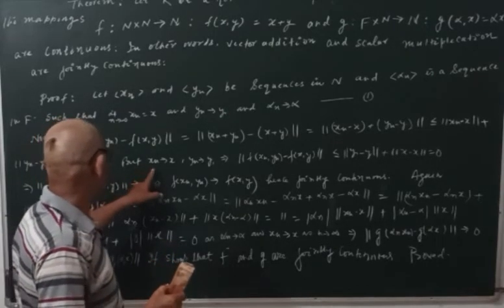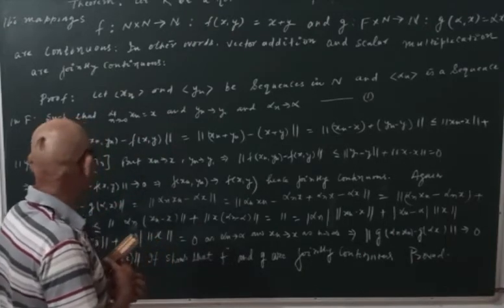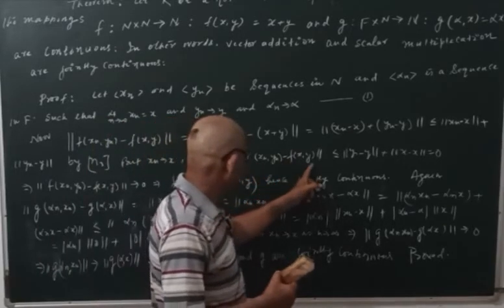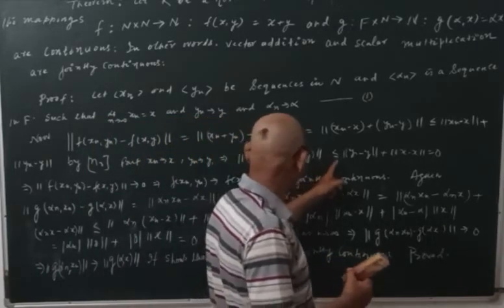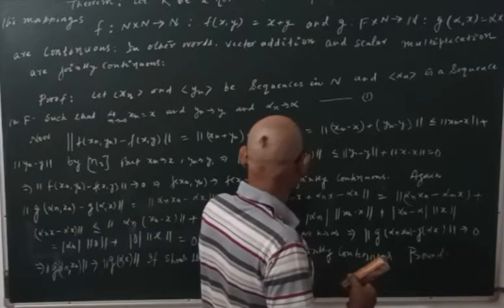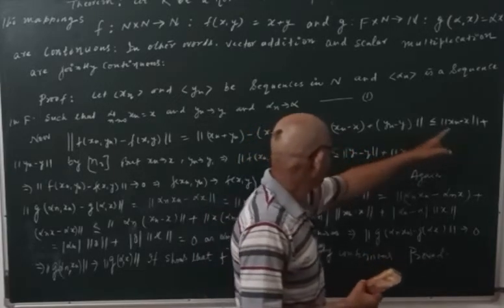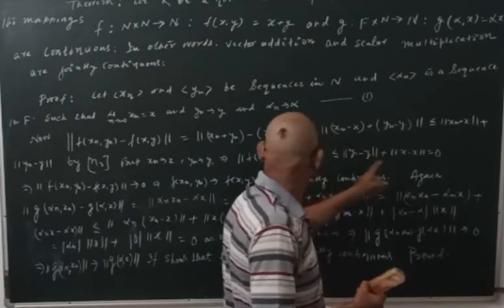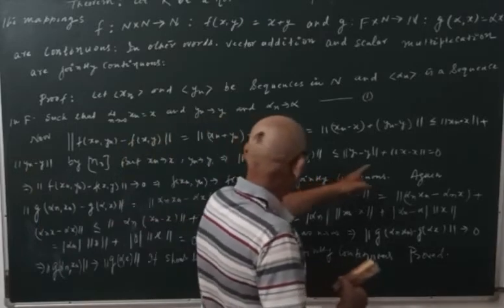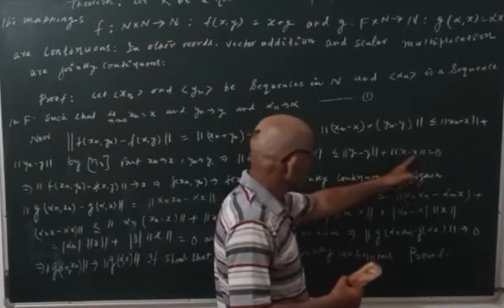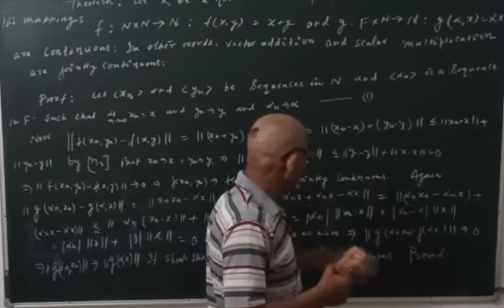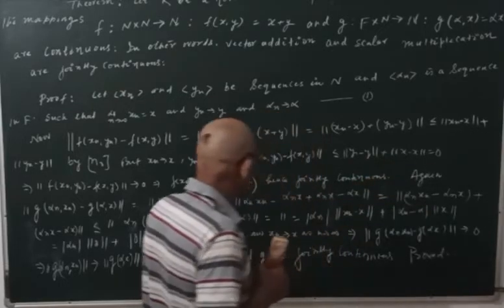But it is also given that xn converges to x and yn converges to y. So the norm of f(xn, yn) minus f(x, y) is less than or equal to what? It is the norm of xn minus x plus the norm of yn minus y. Since xn converges to x and yn converges to y, xn minus x is equal to 0 and yn minus y is equal to 0. So 0 plus 0 is equal to 0.